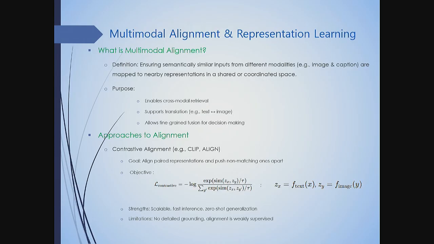So the contrastive alignment is very important. It uses the same contrastive learning loss, and the goal is to align the paired representations and separate the non-matching ones apart. So you focus on what is matching.